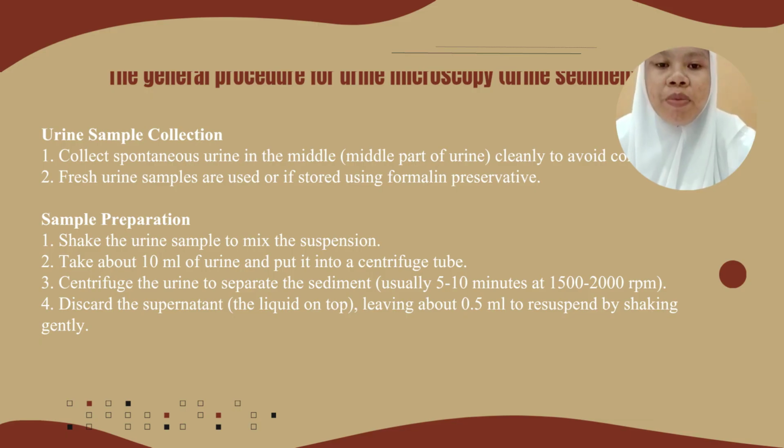Second, sample preparation. 1. Shake the urine sample to mix the suspension. 2. Take about 10 ml of urine and put it into a centrifuge tube. 3. Centrifuge the urine to separate the sediment easily, 5 to 10 minutes at 1500 to 2000 rpm. 4. Discard the supernatant, the liquid on top, leaving about 0.5 ml to resuspend the sediment by shaking gently.